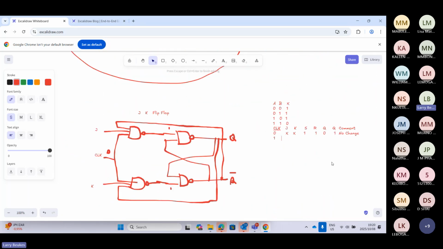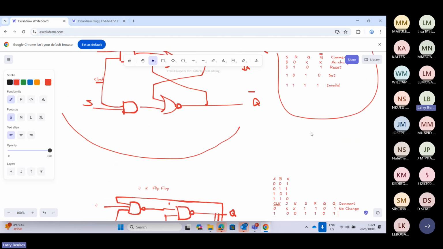Now if you have a clock signal of 1, and your J, for example, is 0, 0, your S becomes 1, your R becomes 1. But the most important thing here is that this becomes a 0, 1. Right? This becomes a 0, 1. Why does it become a 0, 1? Your S and R is 1, 1.